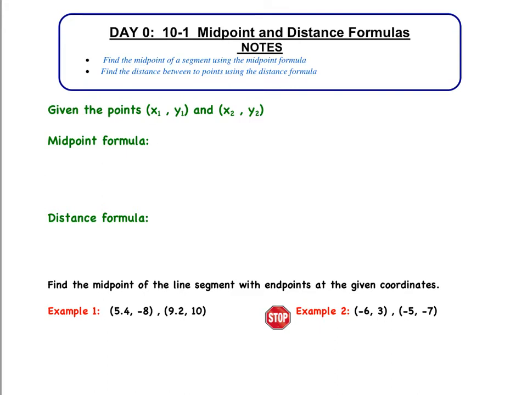So given points (x1, y1) and (x2, y2), do you remember what the midpoint formula is? Hopefully you do. One thing I do to remember the midpoint formula is I think average. What we are essentially doing is finding the average of our x's and the average of our y's. So how do we find the average of two numbers? Well, we simply add them up and divide by the number of numbers we are adding up.